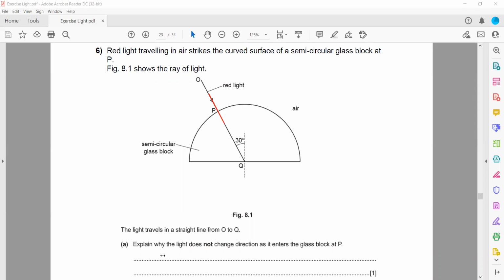Because this light is passing along the normal. When light is passing along the normal, it will not change direction. It will continue to move in the direction from where it enters. Its speed will change, but the direction won't change.